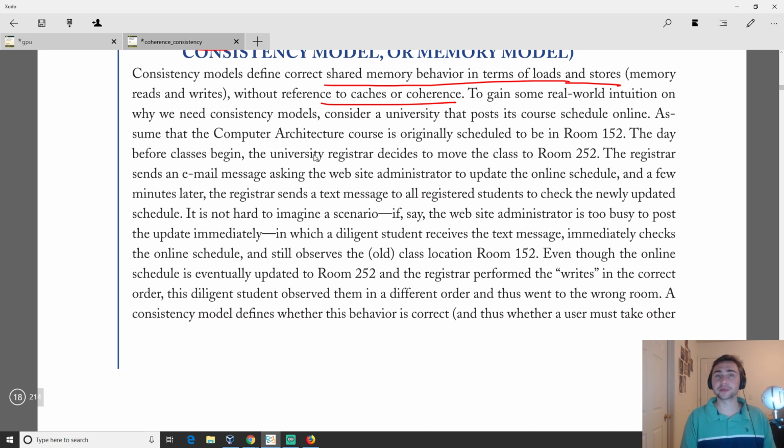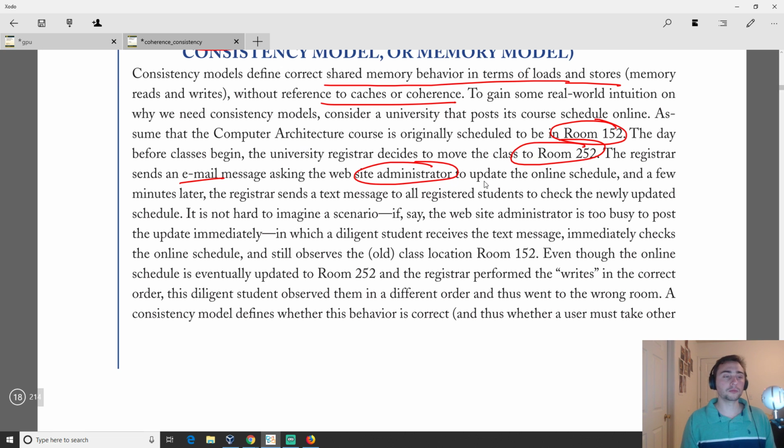So say we've got a computer architecture class that's going to be in room 152. And then all of a sudden, for some reason, maybe that room gets booked or it's under construction, so it has to be moved to room 252. So maybe an email gets sent to the site admin to update the online schedule, which originally says this class is going to be in room 152, to move it to room 252.